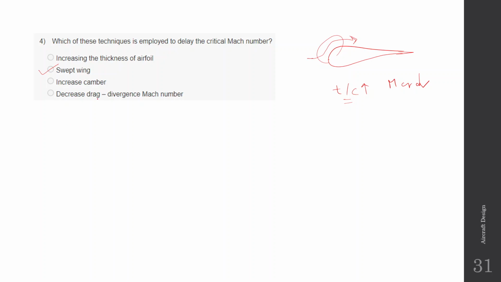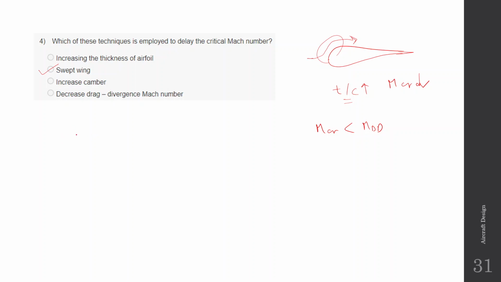Then the last one is decrease MDD. This is a vague kind of option, but one thing you can remember is that MCR is lesser than MDD. So if you are decreasing MDD, then there is a chance that MCR might also decrease. But we don't want that. We want to increase MCR. So the only option remaining is the swept wing.